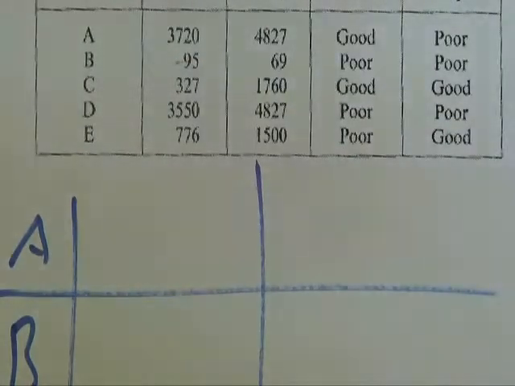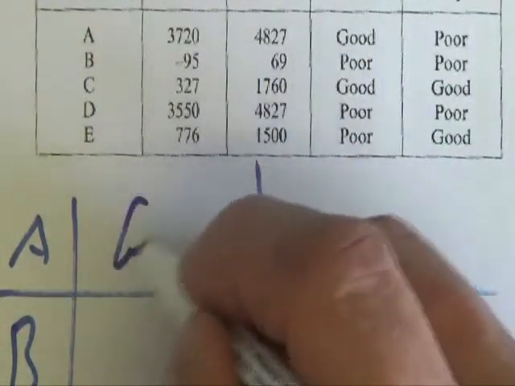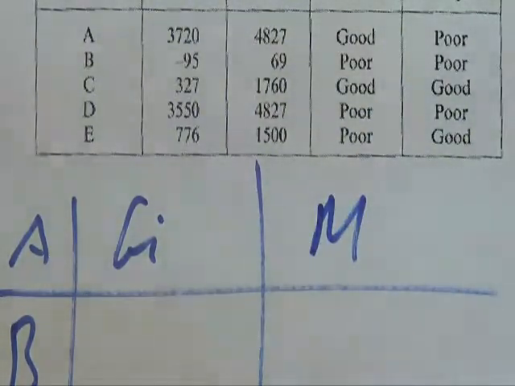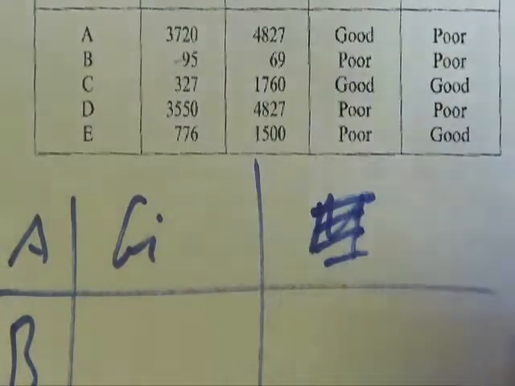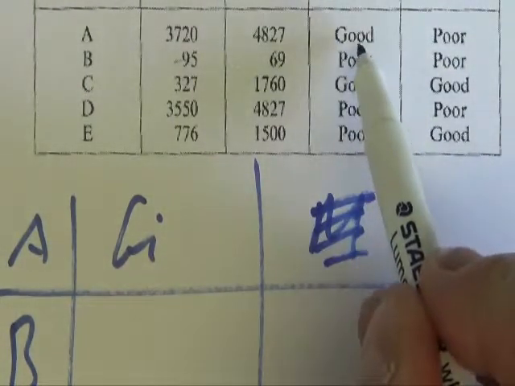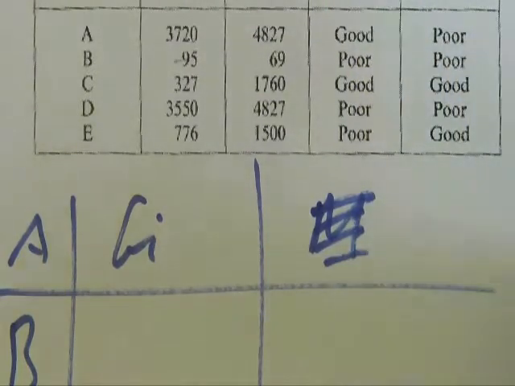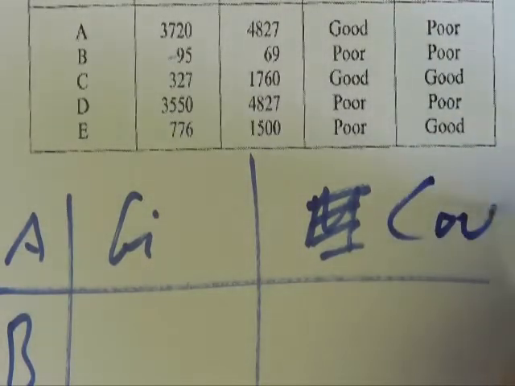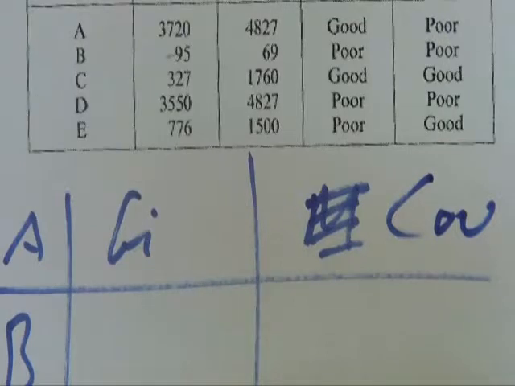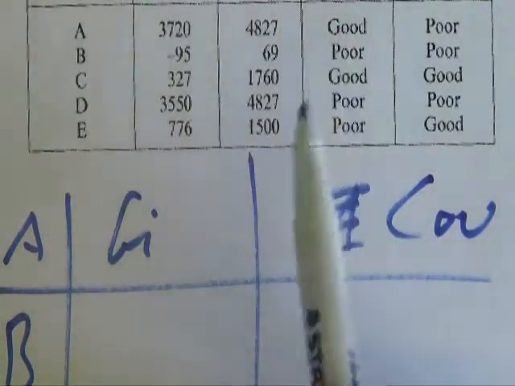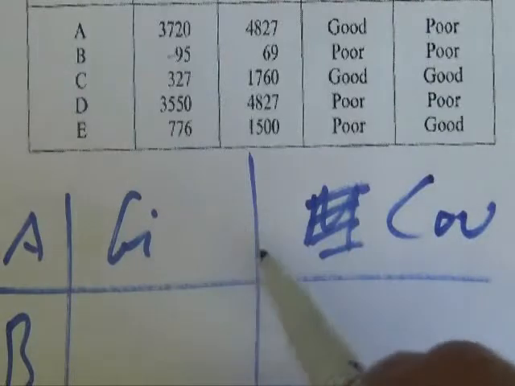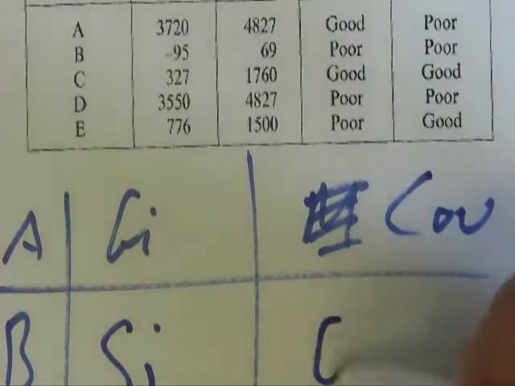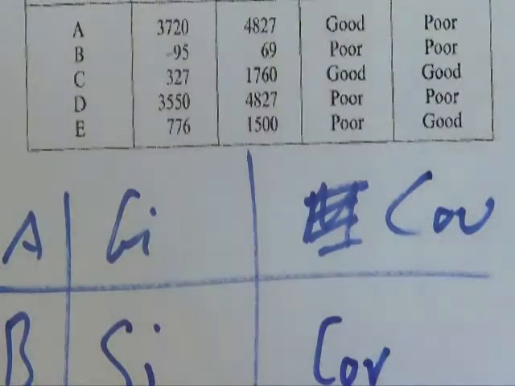Okay, so first of all, A has got a very high melting and boiling point, so it's giant. It's not a good conductor as a solid, and a poor conductor as a liquid. So that is giant covalent. Okay, B is probably graphite. B is very, very low boiling point and melting point, so that is simple. It is covalent because it doesn't conduct either way.